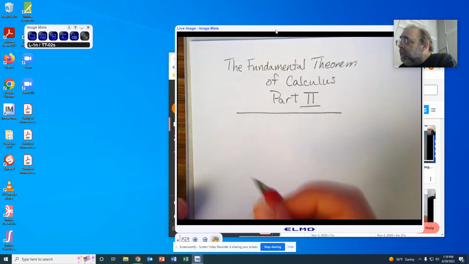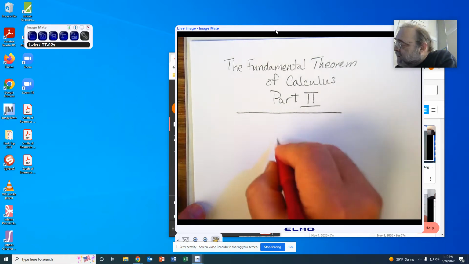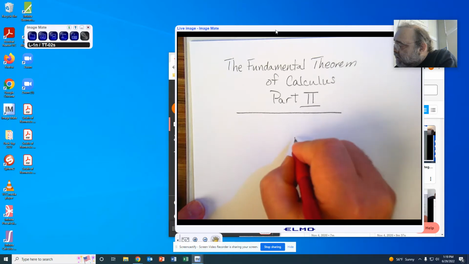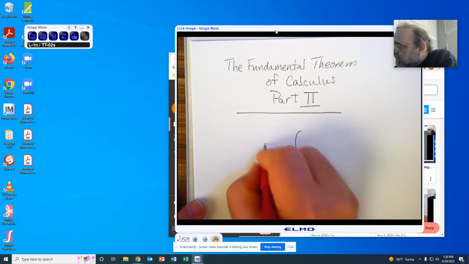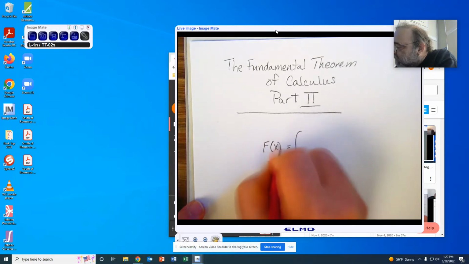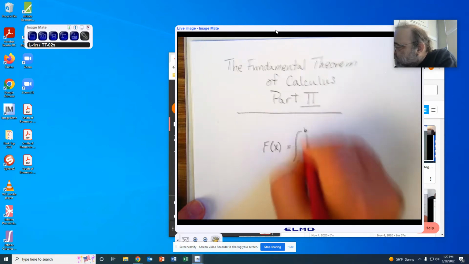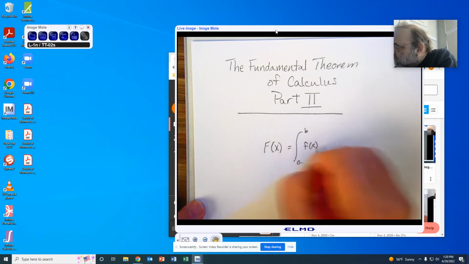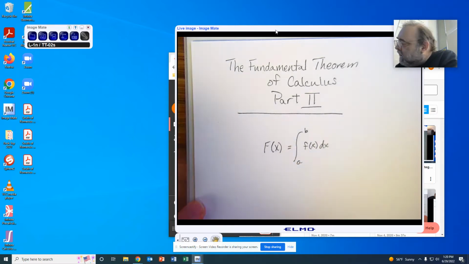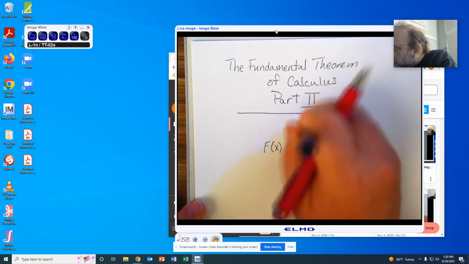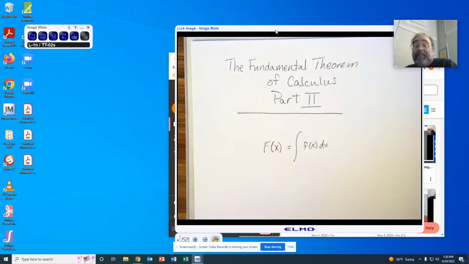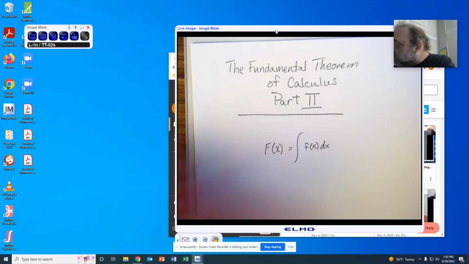Since we have already stated that the integration will yield the antiderivative, let's do it as an indefinite integral. We get this. Don't forget your plus c, of course. Let's put it in front.